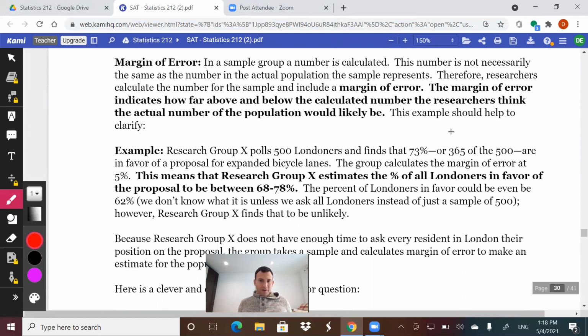When we take a survey because we don't have enough time to ask everyone. So if the mayor of London is trying to figure out whether or not we should add more bike lanes, he or she may poll 500 people, a random poll of 500 people, just to figure out whether or not they're in favor or against more bike lanes. We don't have enough time to ask the entire population of London, 9 million people. So we're just going to poll 500 random people rather than the 9 million. So out of the 500 people we poll, we may get that 73% are in favor of more bike lanes.